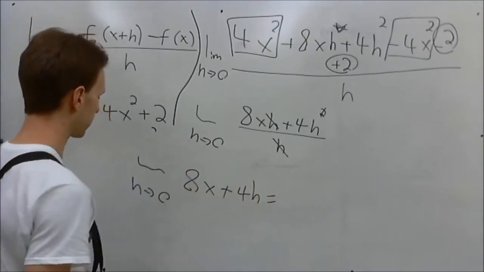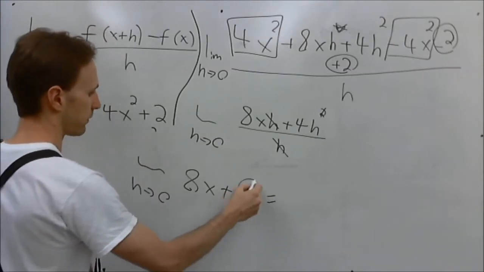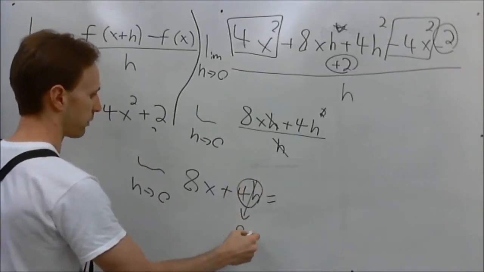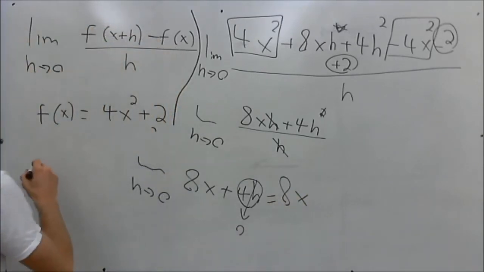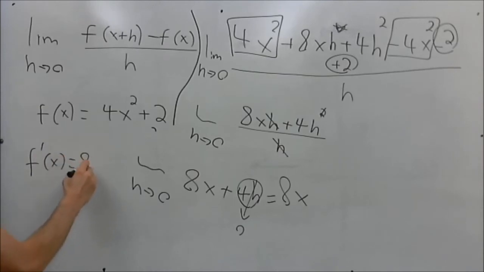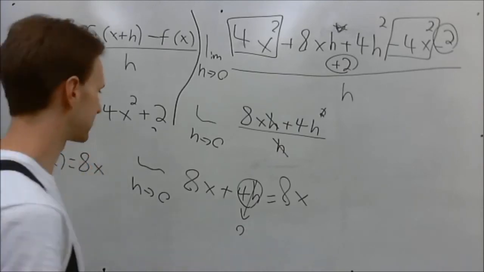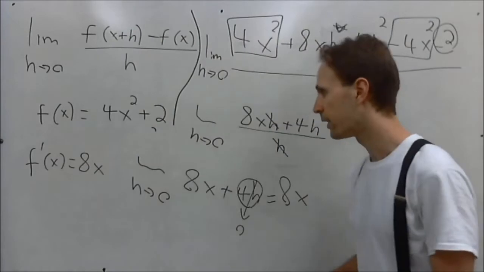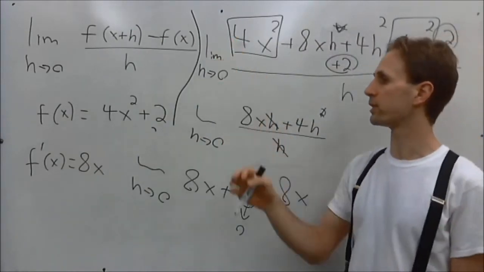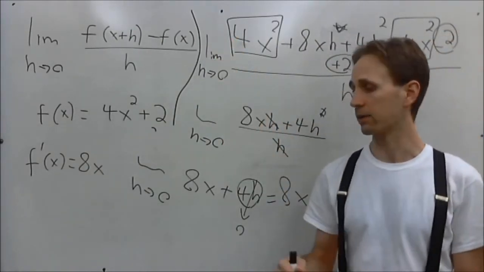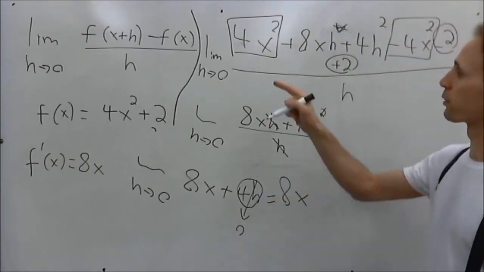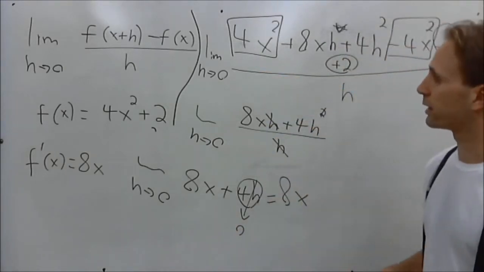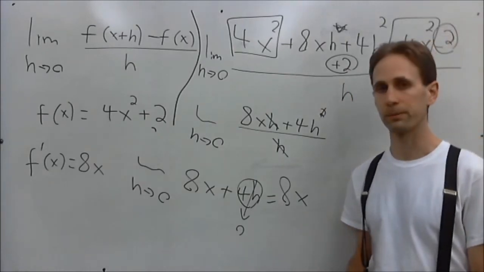And I take this limit as h approaches 0, this drops out, and we're just left with 8x, which is the derivative. F prime of x for this function is 8x. So it's exactly the same as what we would have gotten had we done the a minus x version of this. I invite you to try, but you can just take my word for it if you want. I'm going to do one more example of this, and then we'll move on to a slightly new topic.